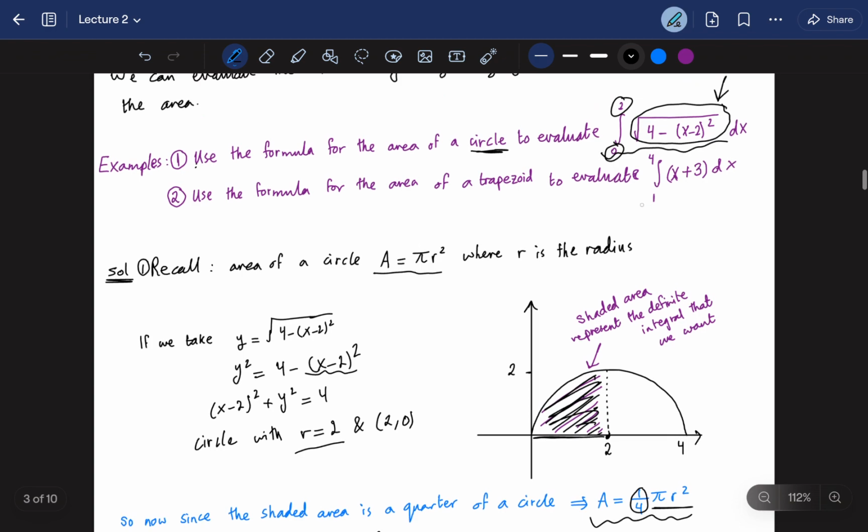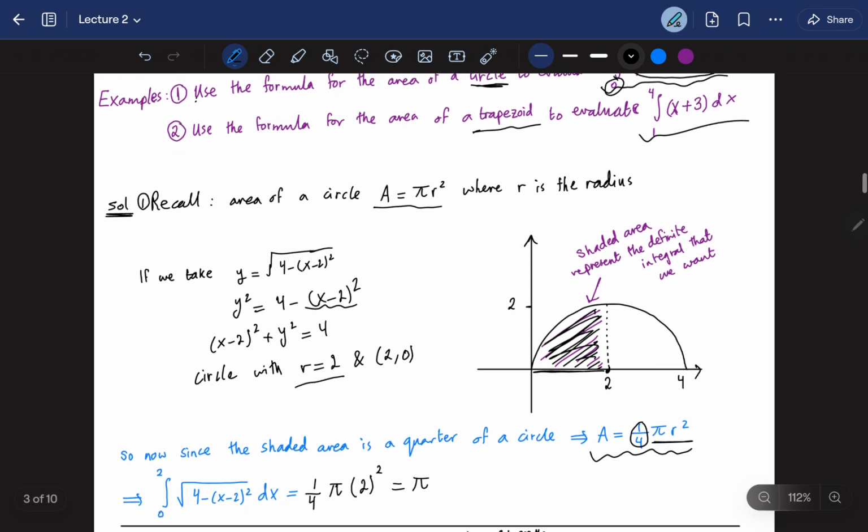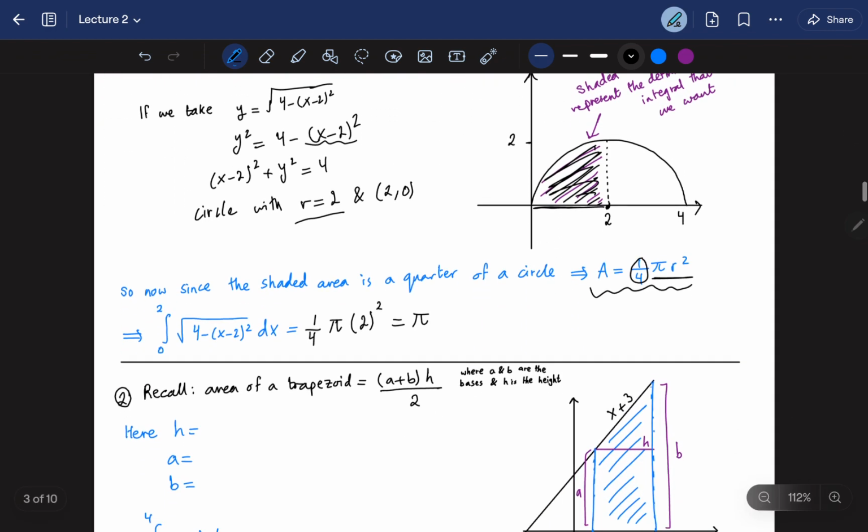Okay, now let's look at the second example. I want to find the integral from 1 to 4 of x plus 3 dx. And we want to find this area using the formula of a trapezoid. So let's start by reviewing the area of a trapezoid. So the area is just (a plus b) times h over 2, where a and b are my bases, and h is just my height.